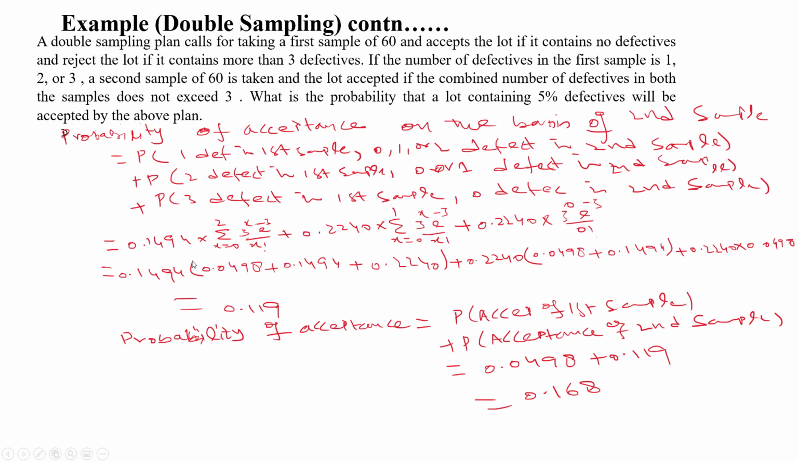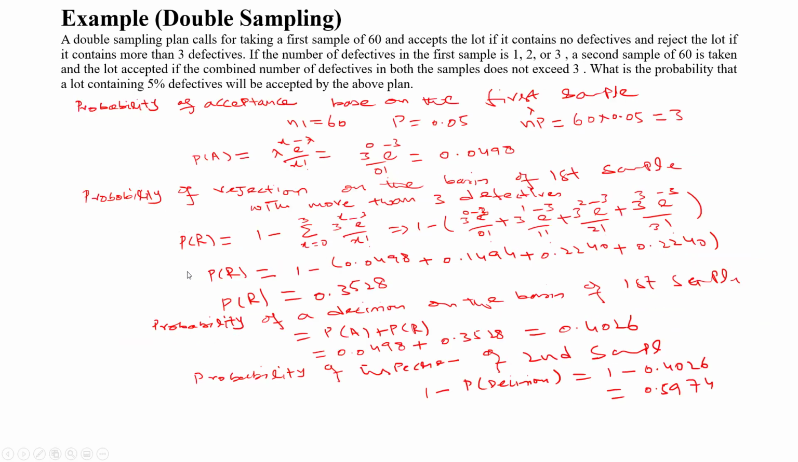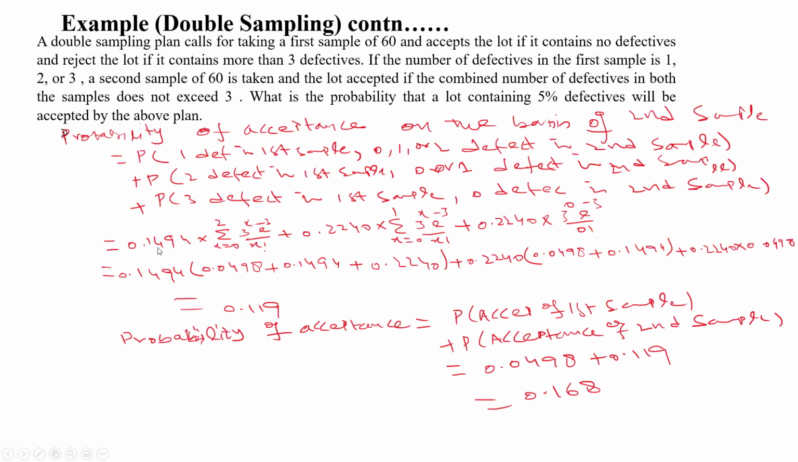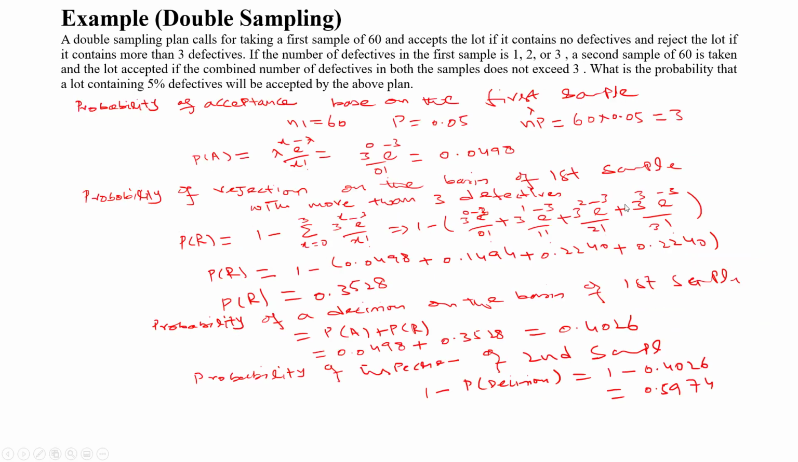When we add this, we will multiply it with the 1 defective in the first sample, which we have already calculated: 3 power 1 e power minus 3 over 1 factorial. When you calculate this, it will be equal to 0.1494. You will multiply, plus, now this is the probability of this option: 2 defective in the first sample. We have already calculated 3 power 2 e power minus 3 over 2 factorial, and for this we have calculated 0.2240.